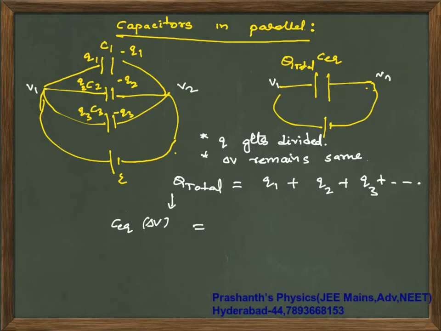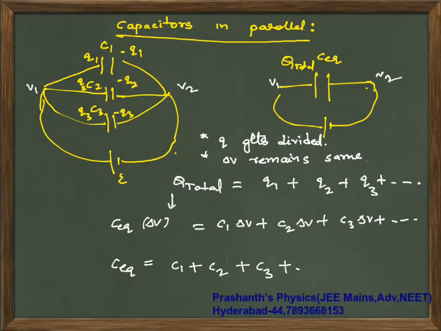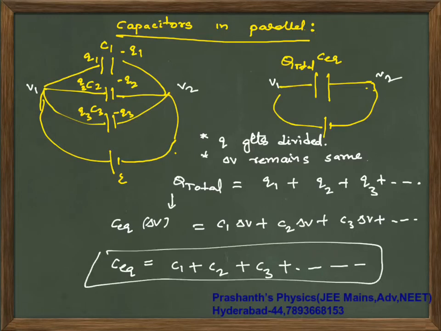So that is equal to Q1, that is C1 into delta V, plus Q2, C2 into delta V, plus Q3, C3 into delta V, plus so on. So that will give you C equivalent is C1 plus C2 plus C3 plus so on. So in parallel you are getting the sum of capacitances. In series you are getting the sum of reciprocals of capacitances. Like this you will have simple questions based on the capacitors part, so you can do it.